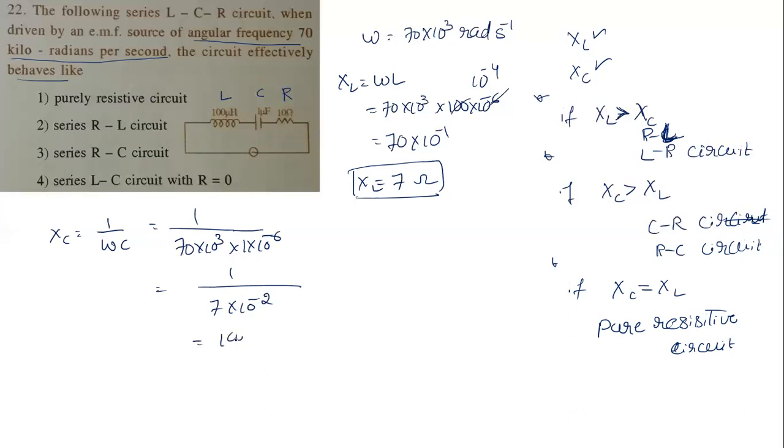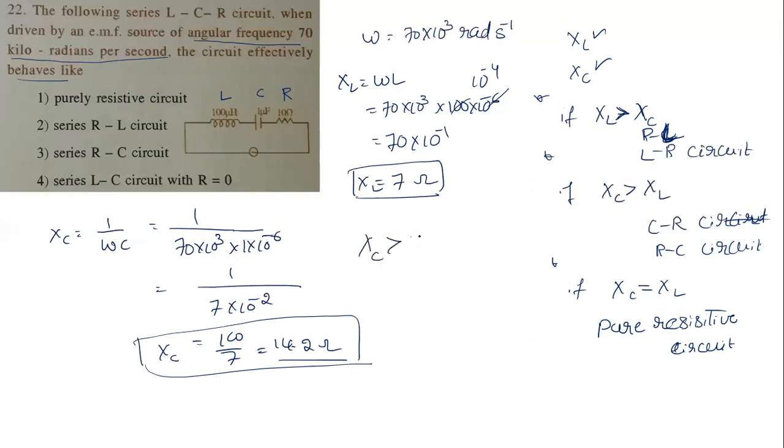So it will become how much? 100 by 7. So what will we get for the value of 100 by 7? You'll get 14.2. So this is XC. Now clearly from this, we'll get to know which one is greater. XC is greater than XL.